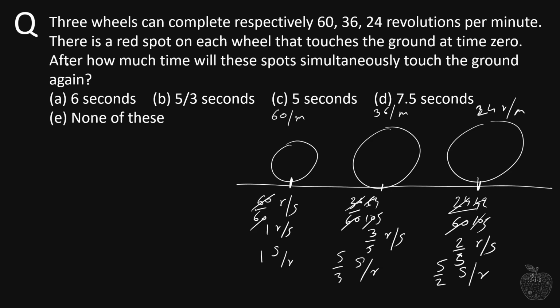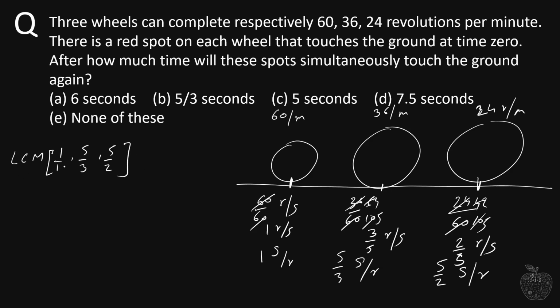Now the question is asking us how much time will this spot simultaneously touch the ground again. So for this, to calculate the common time, we have to calculate the LCM of 1 by 1, 5 by 3 and 5 by 2. First I'll quickly calculate the LCM, and after that I'll tell you the concept behind this, why we take the LCM to find out at what time they will touch simultaneously.